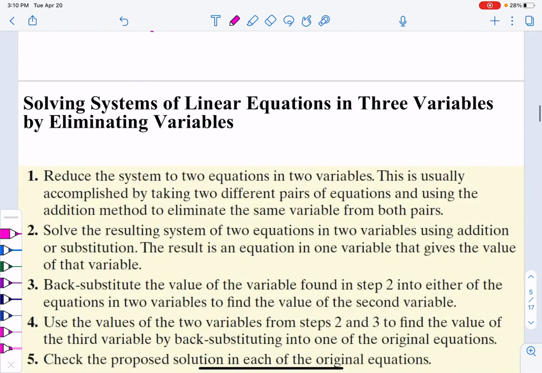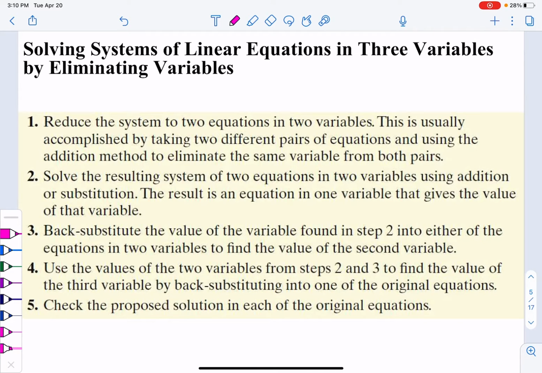So if we have to go about solving our system of linear equations in three variables, you would have done this in Algebra 2. Step number 1 says to reduce the system to two equations and two variables. Once you get it to two equations and two variables, then it's just like what we did yesterday. It says this is usually accomplished by taking two different pairs of equations and using the addition method to eliminate the same variable from both pairs.